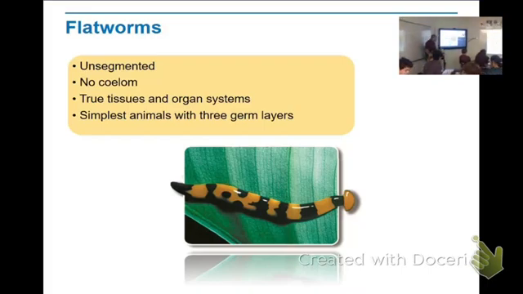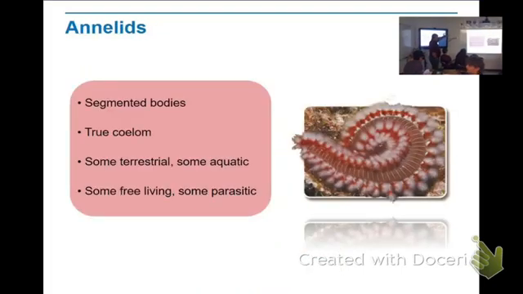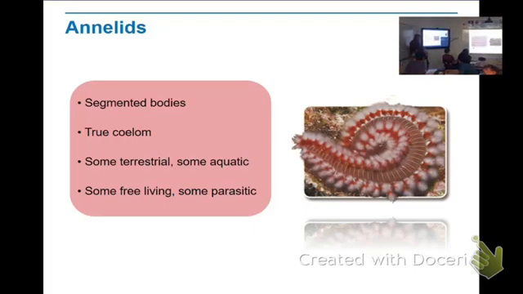All right, annelids. These are true segmented worms. Okay? They have a true coelom. That means they have a body cavity that's surrounded by mesoderm. So they have ectoderm, they have mesoderm, and inside their mesoderm, they have a body cavity. Then they have the endoderm. First creatures to have that. Some are terrestrial. These are like your earthworms, those type of guys. Okay. Some are aquatic, like this guy.